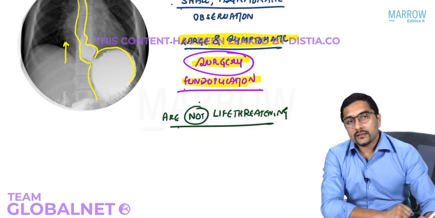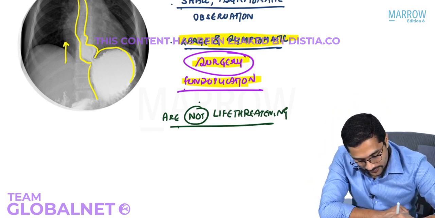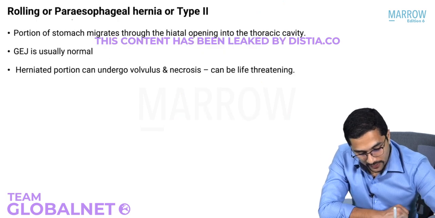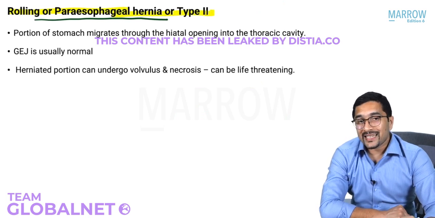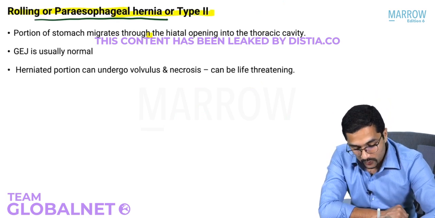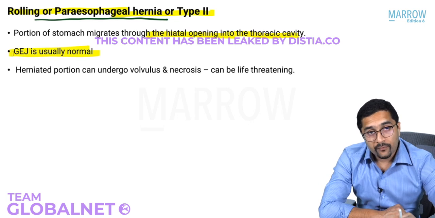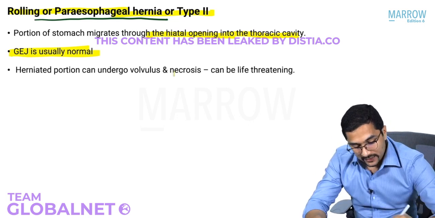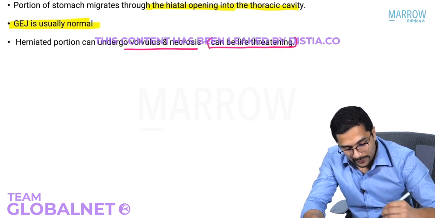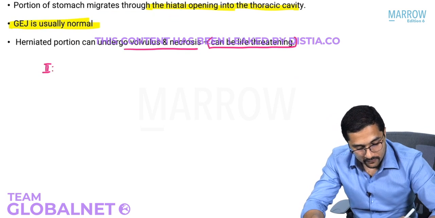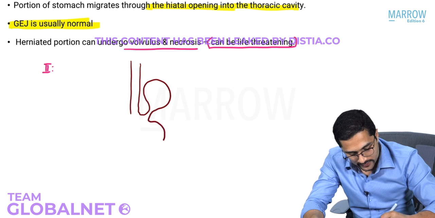The next type of hernia is a rolling hiatal hernia. Rolling, or type 2, or paraesophageal hernia is when a portion of the stomach migrates into the thoracic cavity through the hiatal opening, right? And the gastroesophageal junction is usually normal. This portion which has migrated can undergo volvulus and necrosis, and this can be life-threatening. So what happens here in type 2 is, this is the esophagus, and a small portion of stomach herniates through.